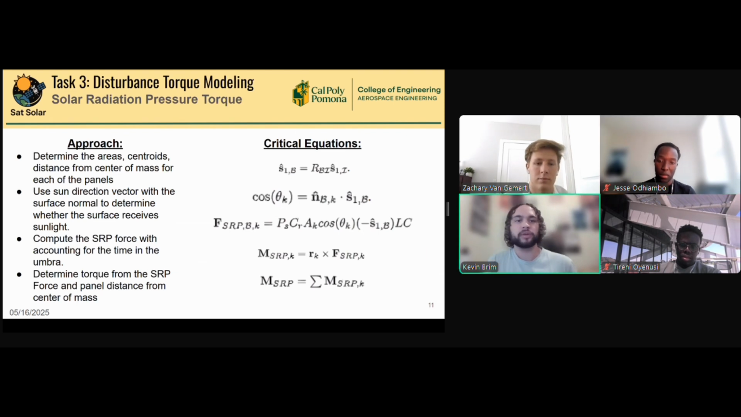All right, our task three was our disturbance torque modeling. First up, we have our solar radiation pressure torque. To find this, we determine the areas, centroid, and distance from the center of mass for each of the spacecraft panels. Then we use the sun direction vector with the surface normal to determine whether the surface receives sunlight. Then we computed our SRP force, and then from the force, we computed the SRP torque. And on the right are critical equations to do that.